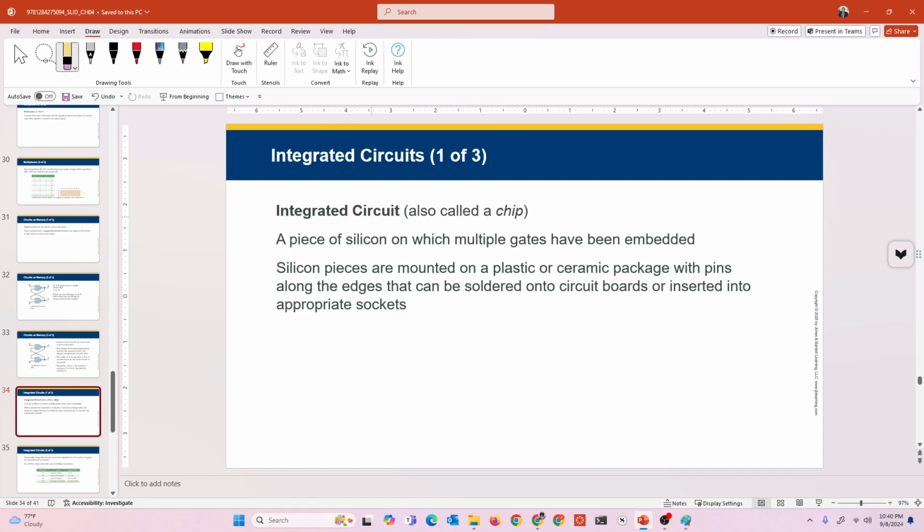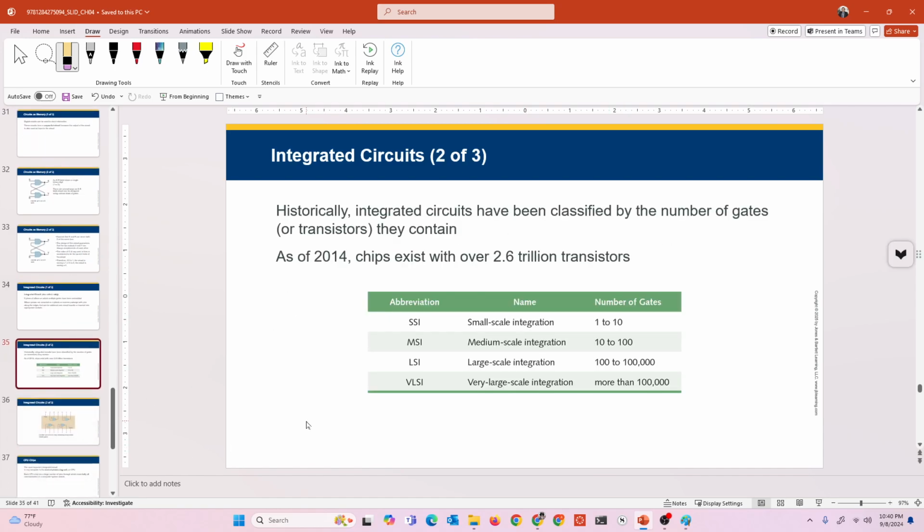Sure. Integrated circuits: a piece of silicon on which multiple gates have been embedded. Simple as that. Integrated circuits come in multiple types, and you're going to see what's the difference based on the number of gates: small scale, medium scale, large scale, very large scale. Very large scale is over 100,000.